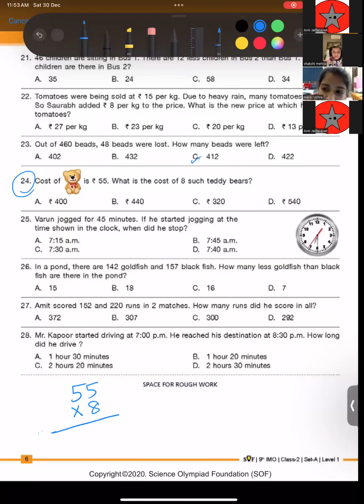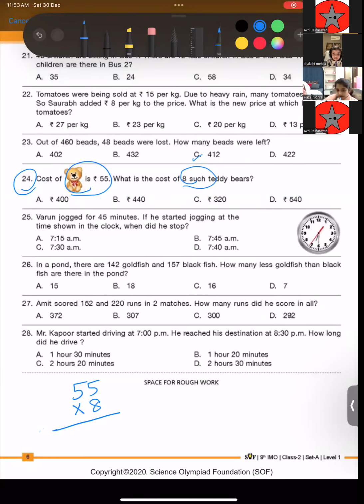Ma'am, I did 55 multiplied by 8. How about Kiara and Kabir? Do you know why 55 times 8 is there? When you know the price of one teddy bear and you have to find the price of 8 such teddy bears, we will be multiplying it by 8. Do you know your times table properly?